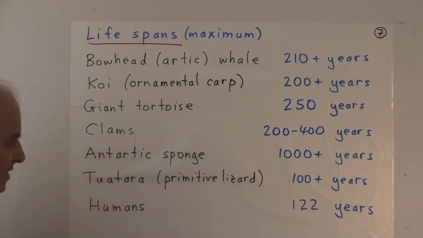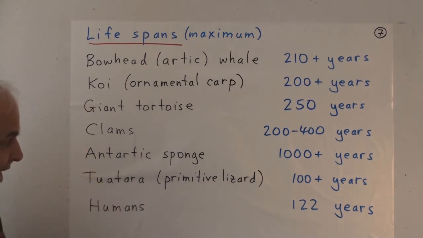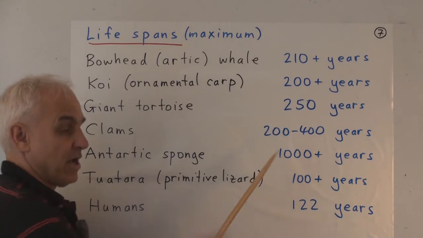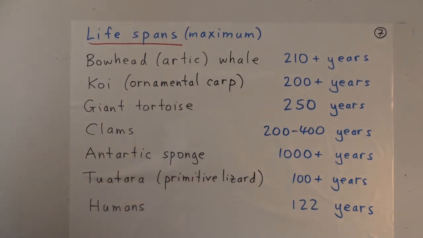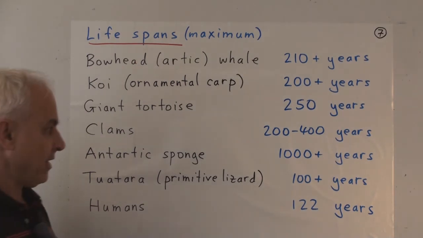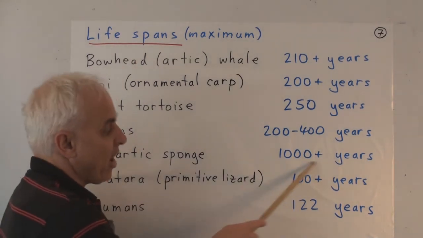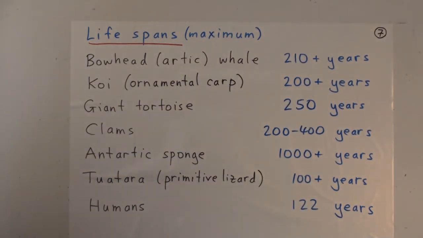Less well known, there are these rather large clams that are found in various places, and these clams can live for quite a long time, somewhere between 2 and perhaps even up to 400 years. There's an Antarctic sponge, and perhaps because of the cold waters around the Antarctic, things don't change that much. These are thought to live sometimes well past 1,000 years.